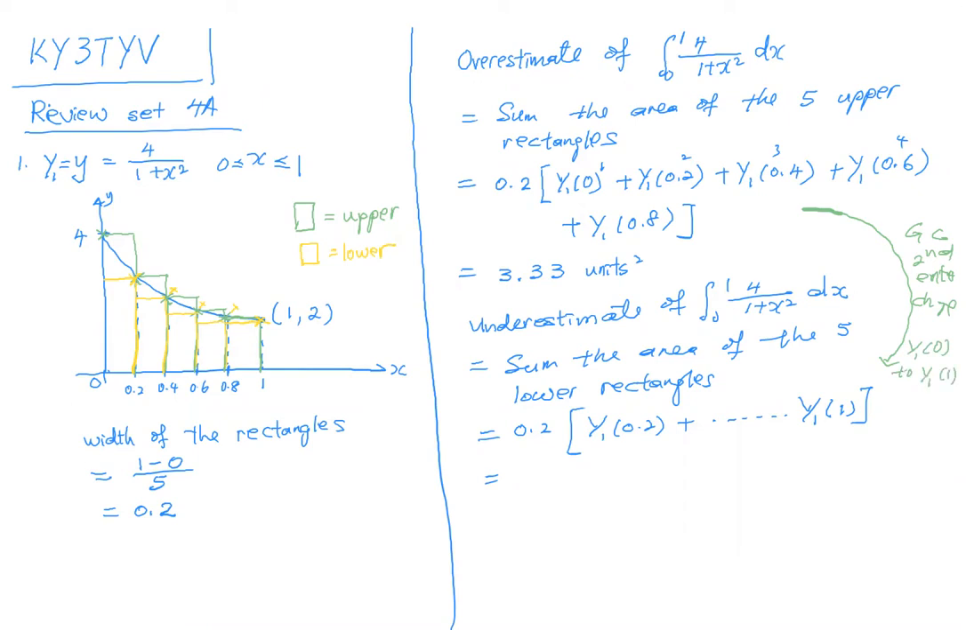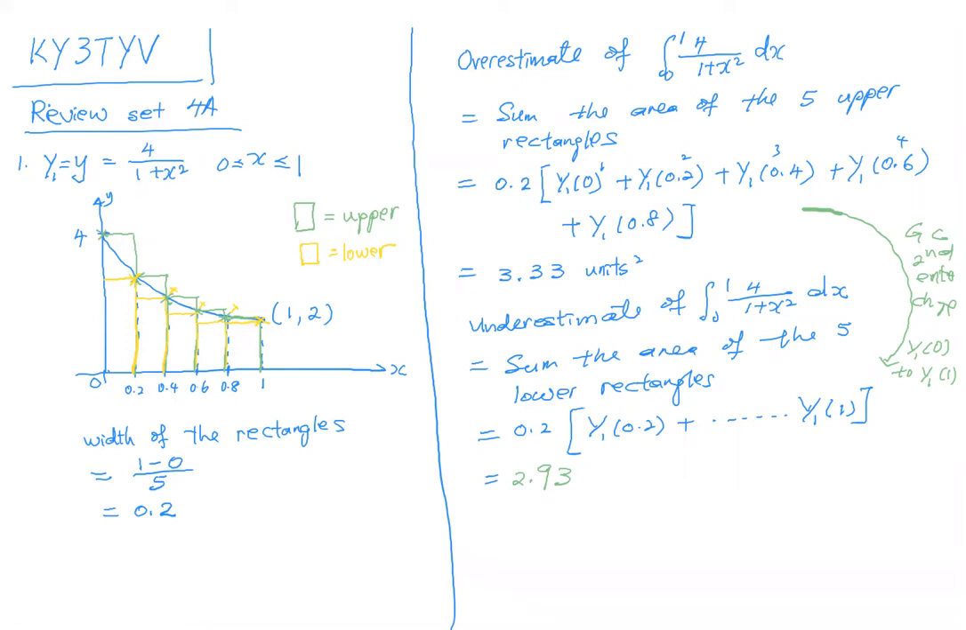Okay, can I have the answer? 2.93. Okay, 2.93, thank you. Everyone got that? Yes. Good. So now, if I take the average of these two, I will get a better estimation, correct?